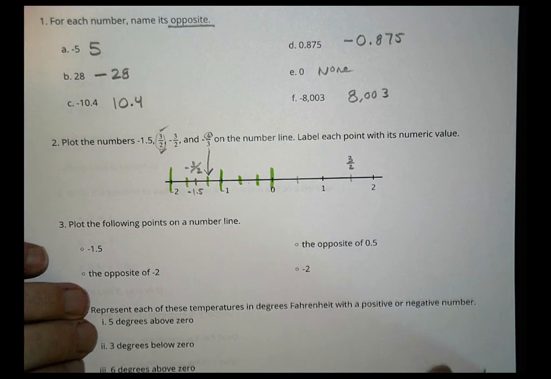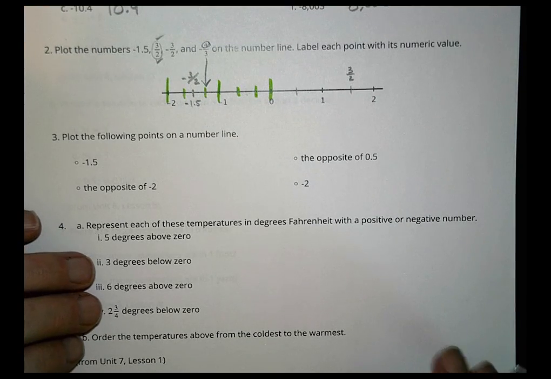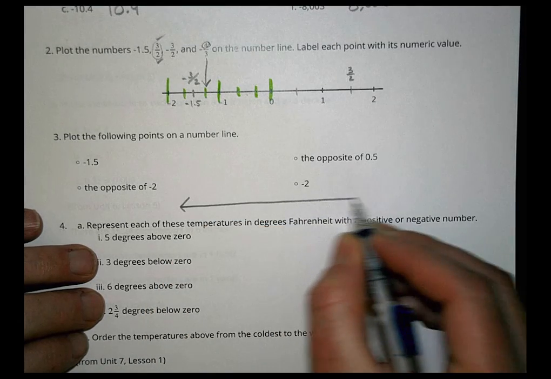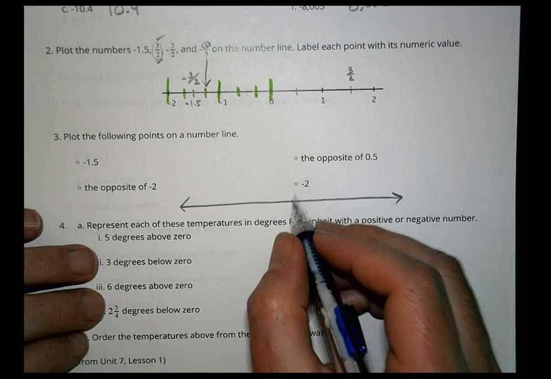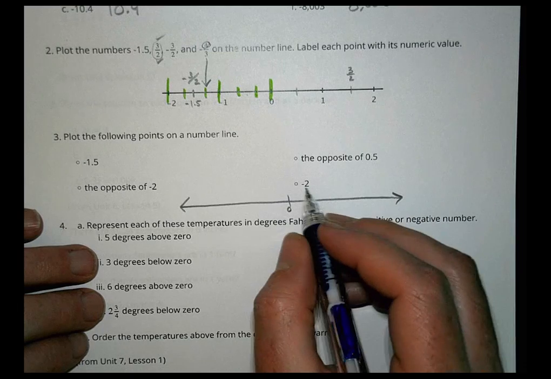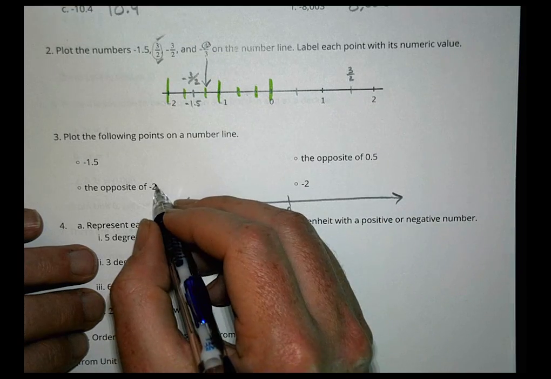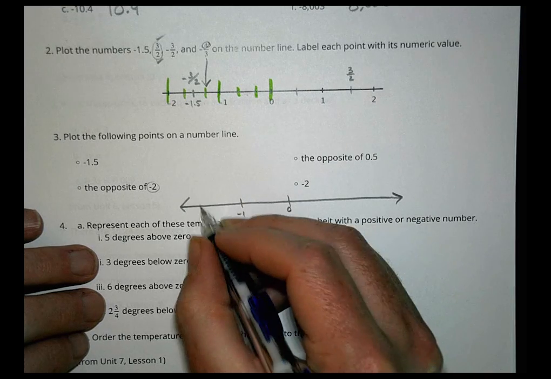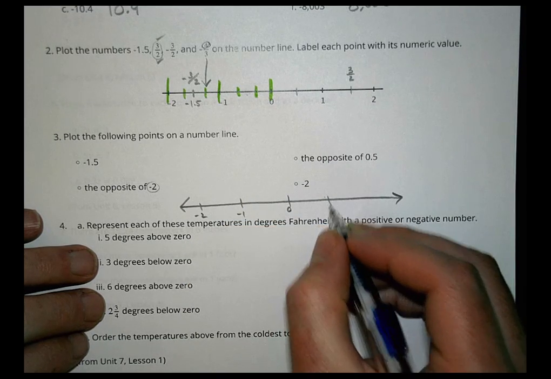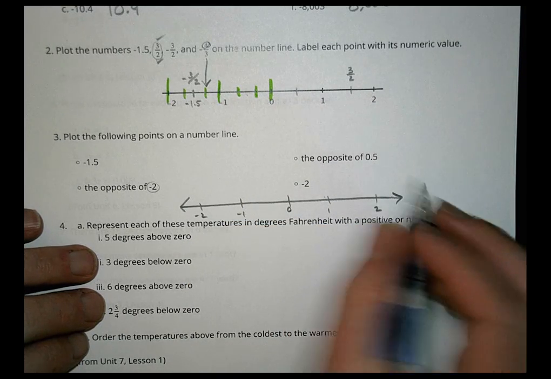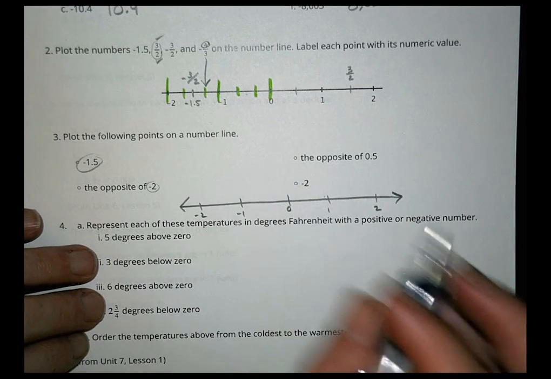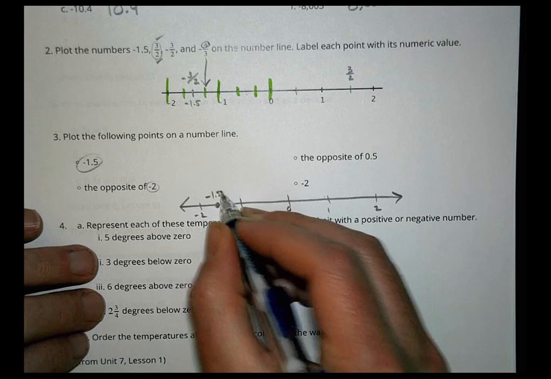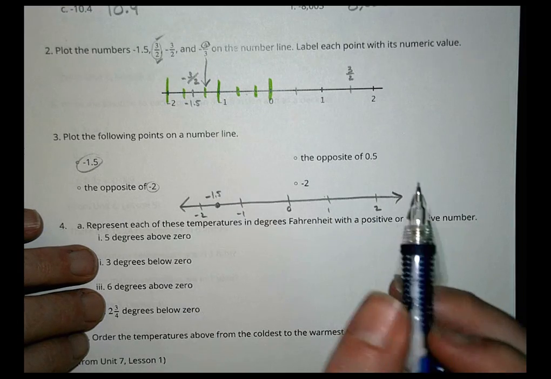All right, plot the following points on a number line. So we're going to make a number line, like so. There's a number line. We're going to start with a 0, and I can see I'm going to go down at least to -2, and so I'll go here, go -1, -2, +1, +2. The first number is -1.5, so that's going to be here. -1.5, which we've just done on the one right before it.